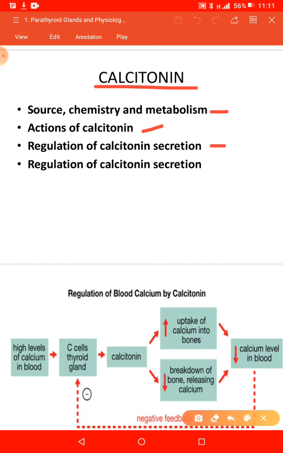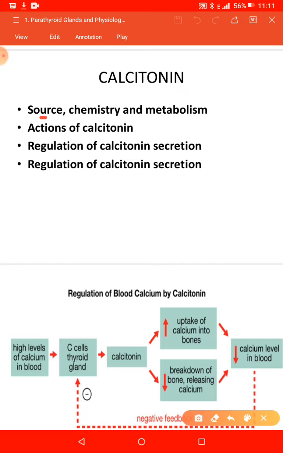So calcitonin is secreted by the parafollicular cells, or the C cells, the clear cells. These are situated among the follicles in the thyroid gland. But recently, calcitonin has also been found in the brain, the prostate, and the bronchial cells of the lungs. But the physiological role of calcitonin in non-thyroid tissues is not very well documented.